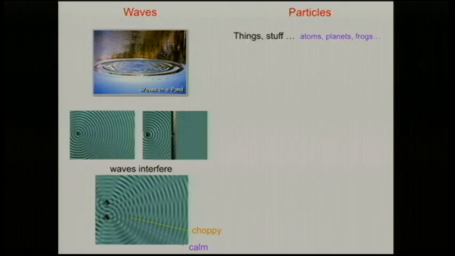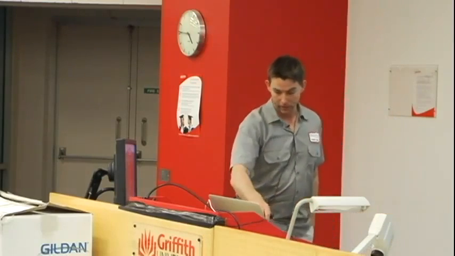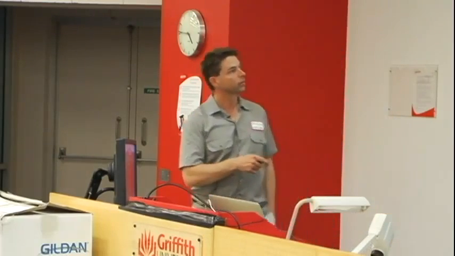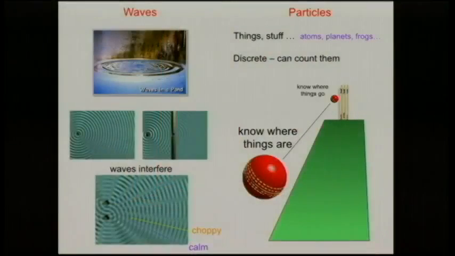But the other half of reality is the notion of particles. So that's what we think about when we think about something like this. It's a sort of particle-like object. It's a rigid body. It has well-defined position and momentum and so on. We can count them, and we know, for instance, where they are, and we can infer about where they might end up. Okay, this might be the Australian cricket team at the moment because it's missing the stumps.